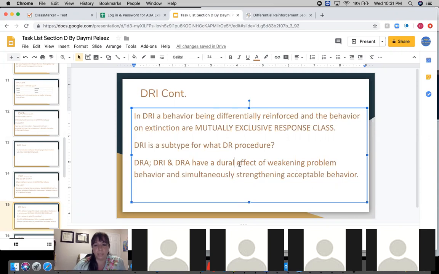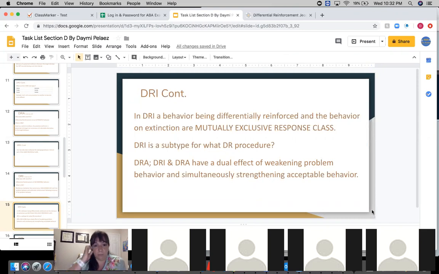I have to say that word because I think that's exactly what I got from Cooper. Does anybody know what that word means? Dual. Right. So DRI and DRA have a dual effect of weakening problem behavior and simultaneously strengthening acceptable behavior. So think about it. DRA is basically alternative behavior, and DRI is also alternative behavior. It's just incompatible. So they are extremely similar.